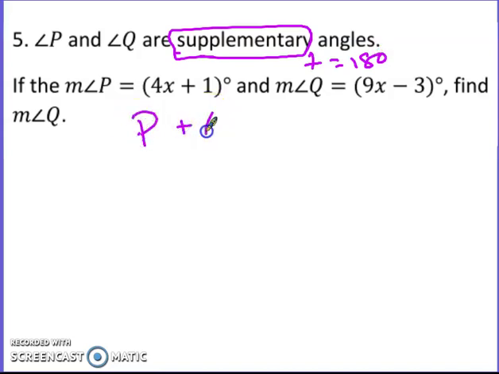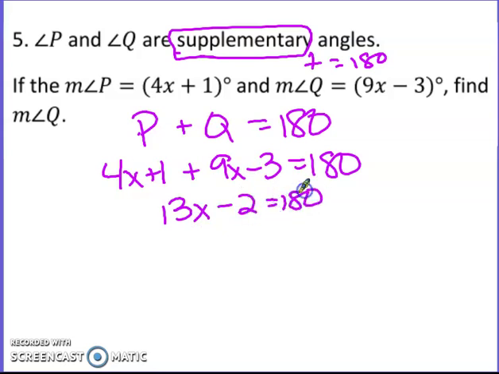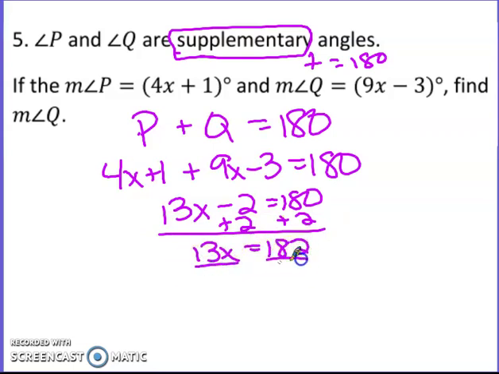Okay, well that tells me P plus Q is equal to 180 by the supplementary. So now we're going to take that and plug in what we know. 4x plus 1 plus 9x minus 3 equals 180. Again, use your algebra skills. X is going to equal 14.